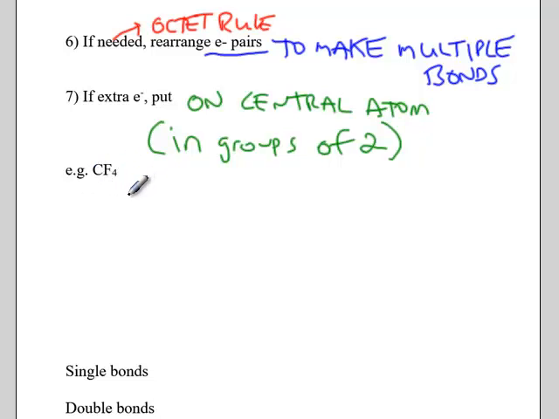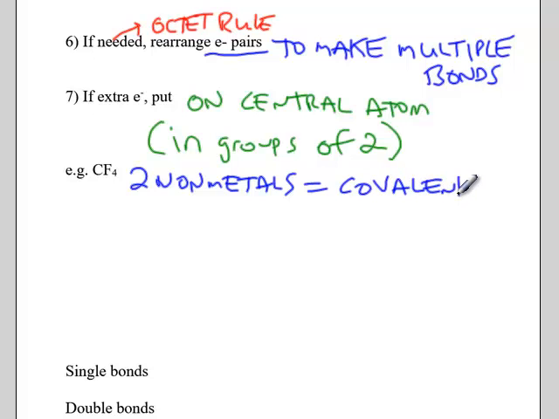So here's an example molecule, carbon tetrafluoride. The first question: are we going to have ionic bonding or covalent bonding? Carbon and fluorine are both nonmetals, so that means they're going to be sharing their electrons. We have covalent bonding, so we're going to follow the 7-step process.